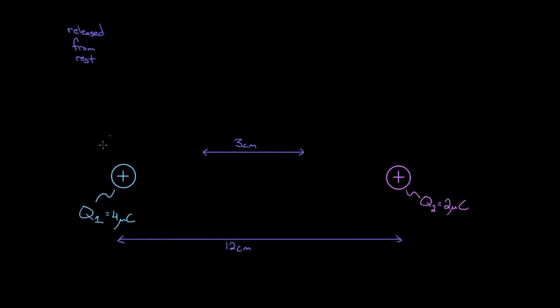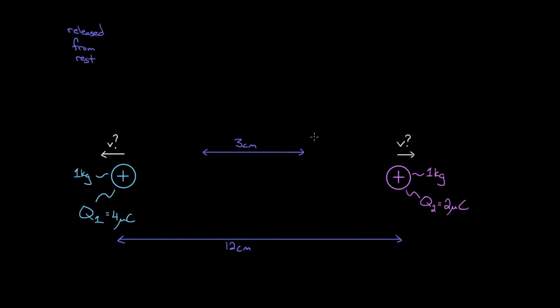And we need to know one more thing. We need to know the mass of each charge. So let's just say that each charge is 1 kilogram just to make the numbers come out nice. So the question we want to know is, how fast are these charges going to be moving once they've made it 12 centimeters away from each other? So the blue one here, Q1, is going to be speeding to the left. Q2 is going to be speeding to the right. How fast are they going to be moving?